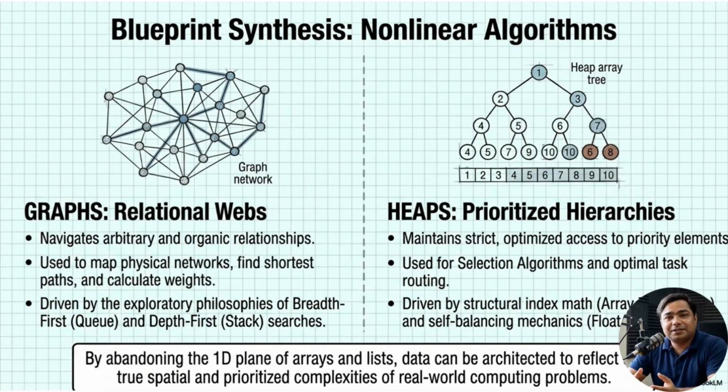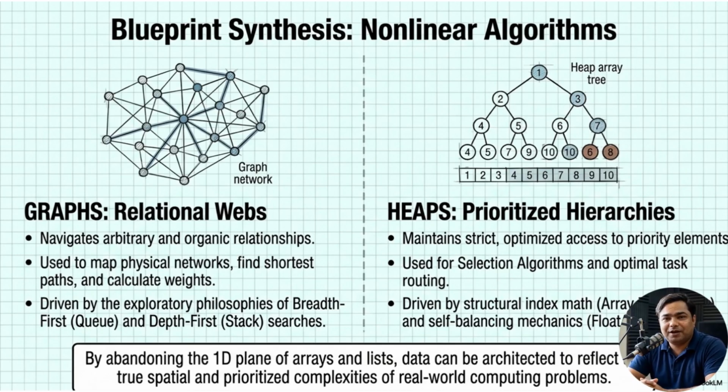Let us now summarize the whole lesson. Today we studied two major nonlinear data structures, graphs and heaps. Graphs are relational webs. They help us represent arbitrary and organic relationships. For example, graphs can represent social networks, road systems, computer networks, web pages, recommendation systems, and dependency structures. In graphs, the main focus is connection. We ask questions like which nodes are connected, what path connects two nodes, what is the shortest path, which nodes are reachable, how strong or costly is each connection.